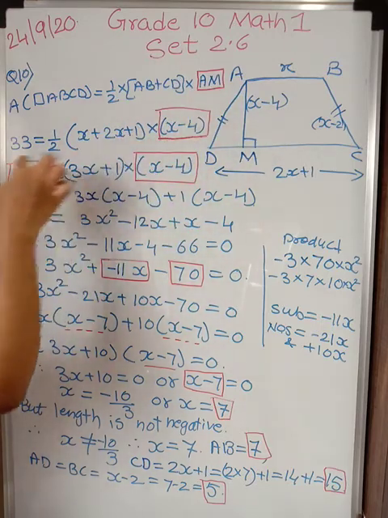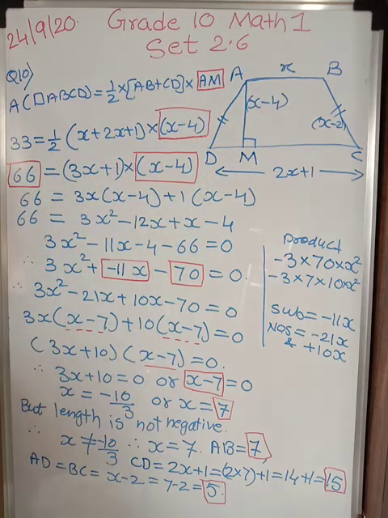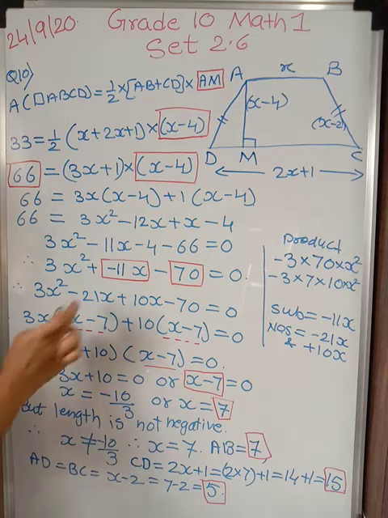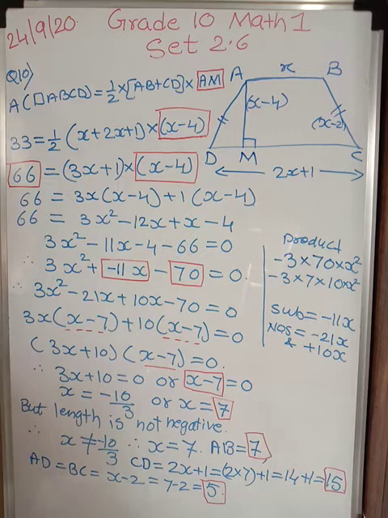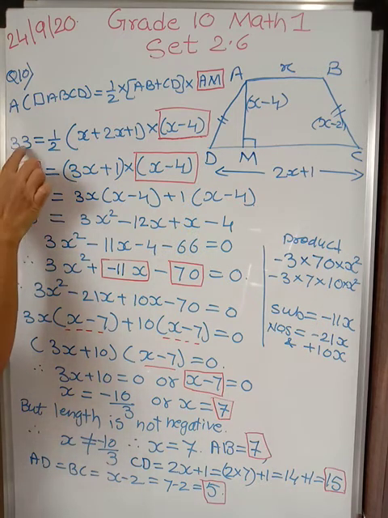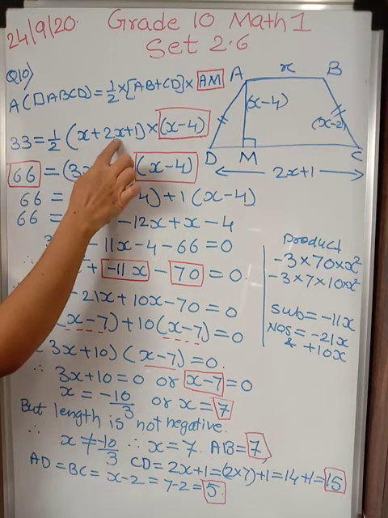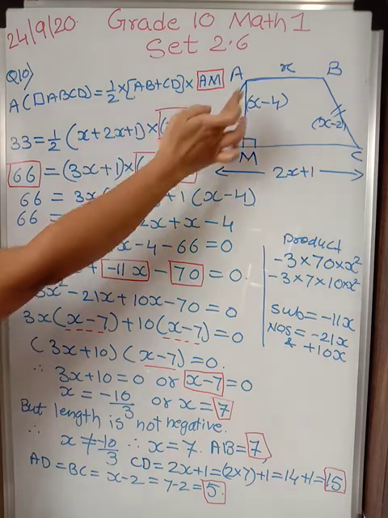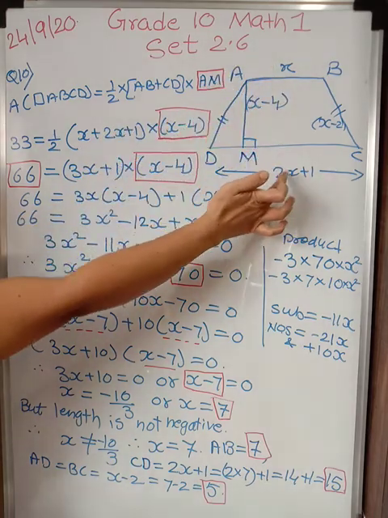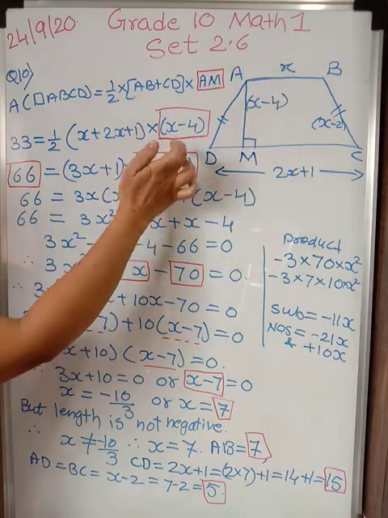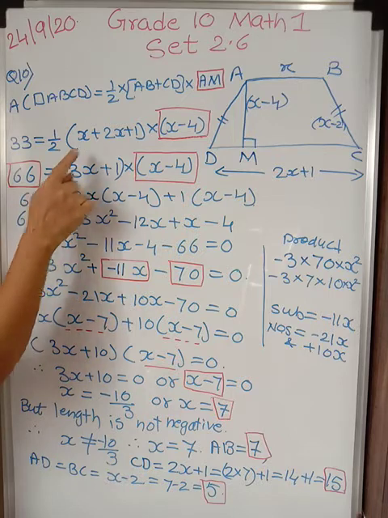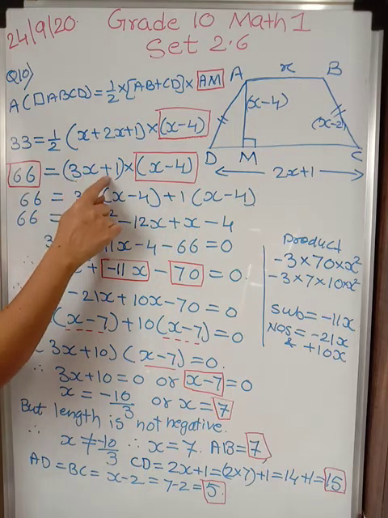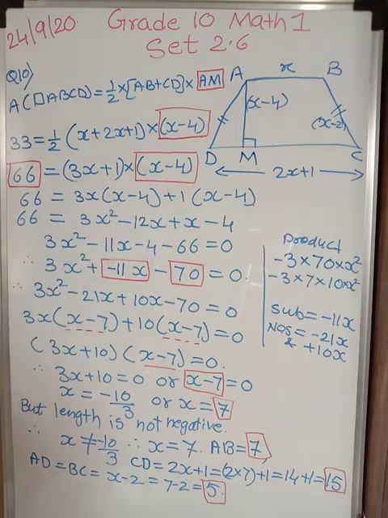Now these are fill in the blanks or complete the flow chart or complete the proof type questions. So whatever is red, which is given in your notebook as fill in the blank, I have marked it with a red pen. Okay, now 33 is equal to half into (x plus 2x plus 1), the addition of this and this. This whole is 2x plus 1, into AM, which is given as x minus 4. Now this 2 is transferred over here. It becomes 66, which is equal to (x plus 2x is 3x plus 1) into (x minus 4).